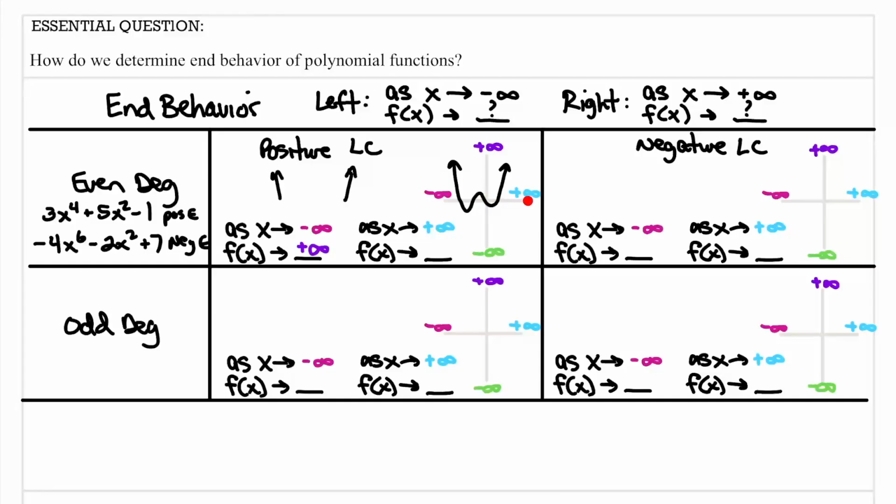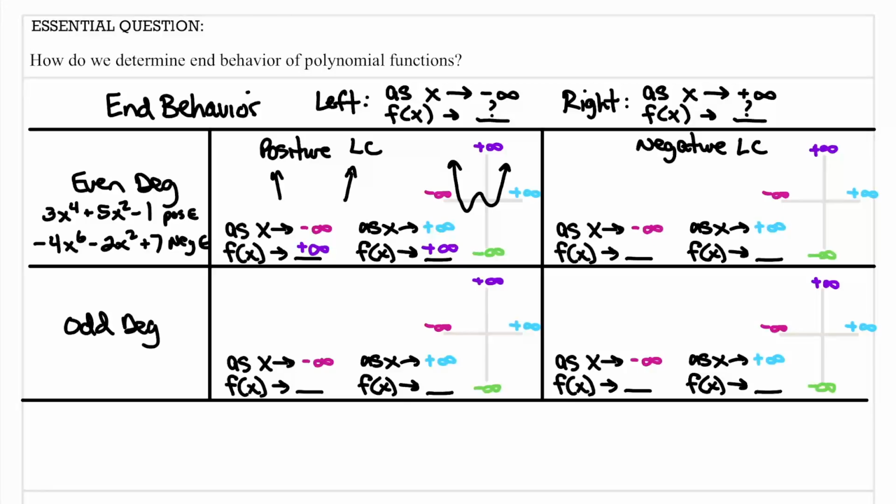So we would have positive infinity for f of x or our y value. Now if we're going to the right, as the graph is going towards positive infinity on the right, the graph itself or the y values are also increasing. So we would say that f of x or y goes to positive infinity.